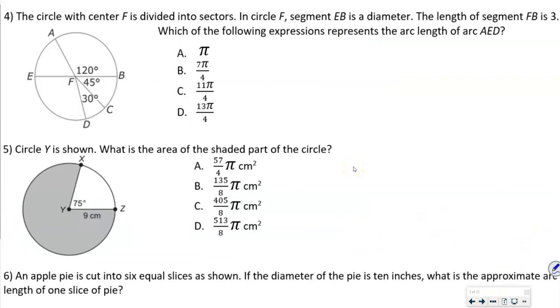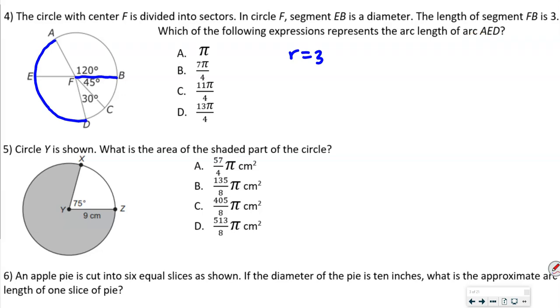Number 4 says the circle with the center F is divided into sectors. In circle F, segment EB is a diameter. The length of segment FB is 3, so FB is right here, and FB would be our radius, right? So that means our radius is equal to 3. It says, which of the following expressions represent the arc length of arc AED? So we're looking for this arc right here, AED. So that means we got to find arc AE, and we got to find arc ED.